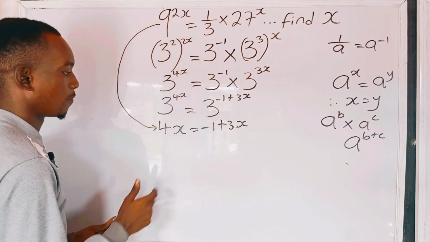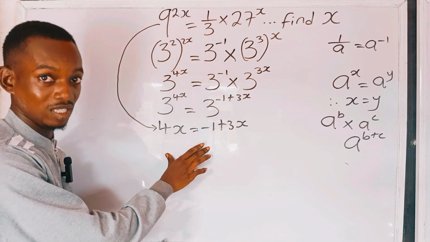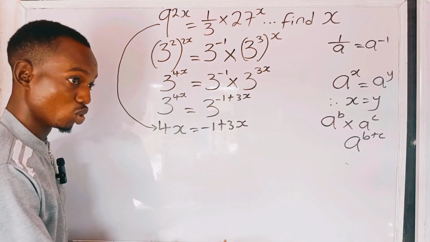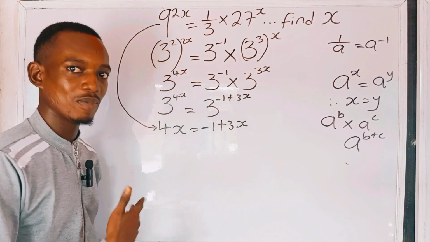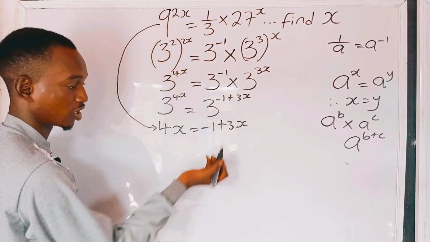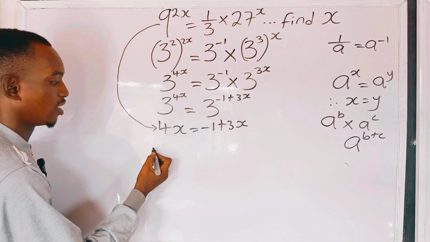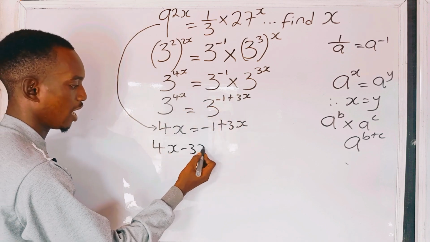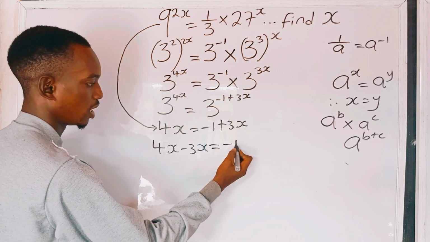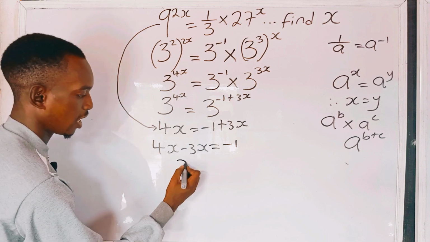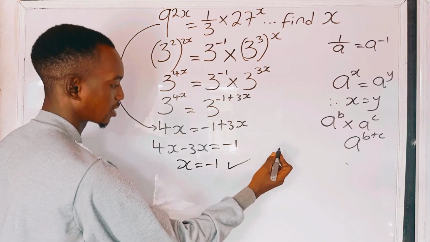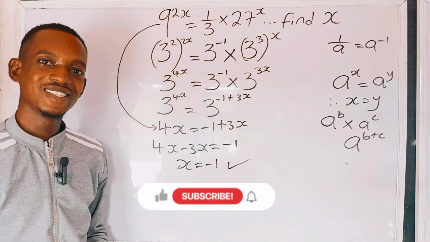So let's move further. From here, I'm sure we can do this. We can do it in two ways. It's either we transpose or we subtract from both sides, whichever method you want to use. But I prefer using transposition. Let's transpose this to this side. So we have 4x minus 3x, it becomes negative, equals negative 1. So 4x minus 3x gives us x equals negative 1. Final answer. Very, very simple.